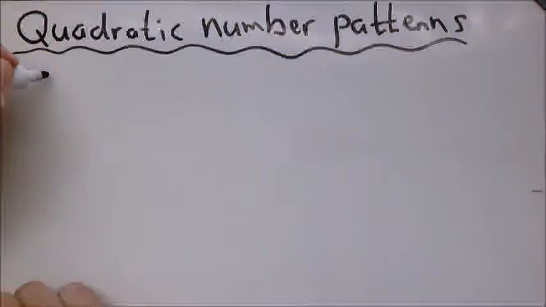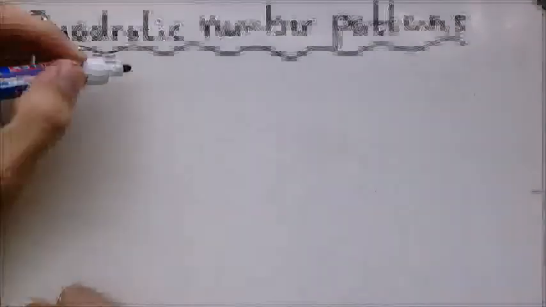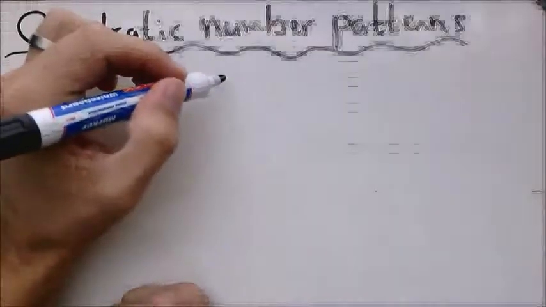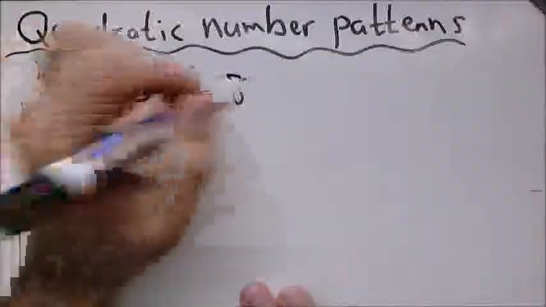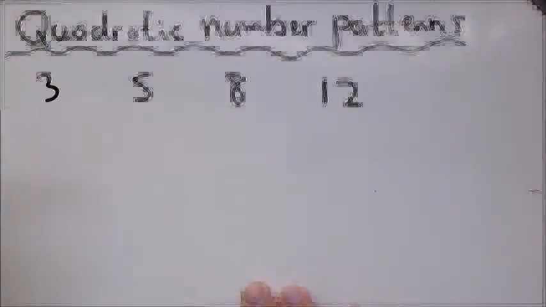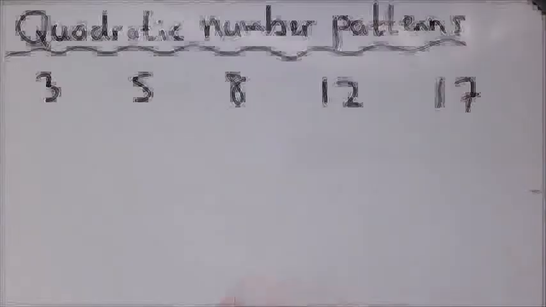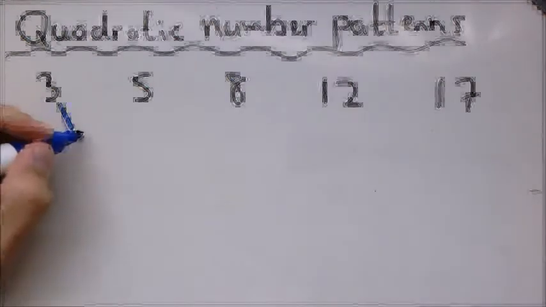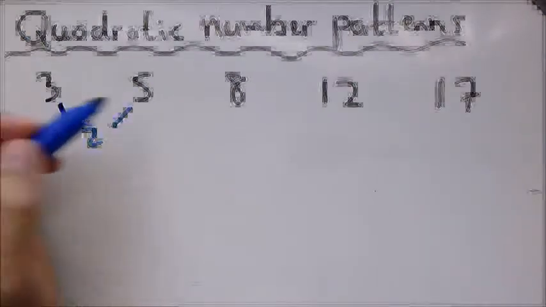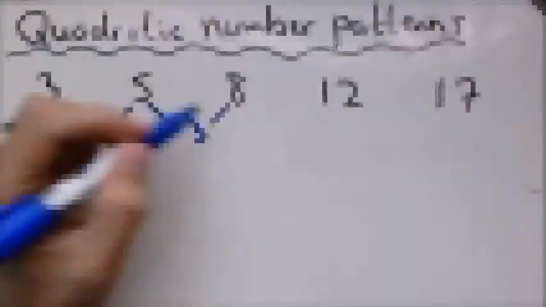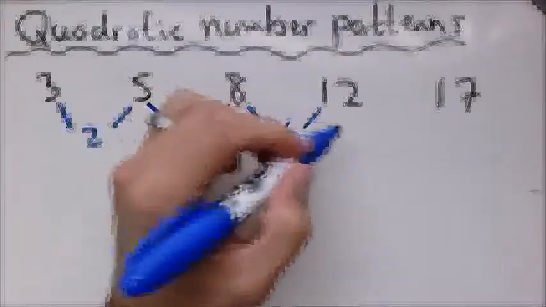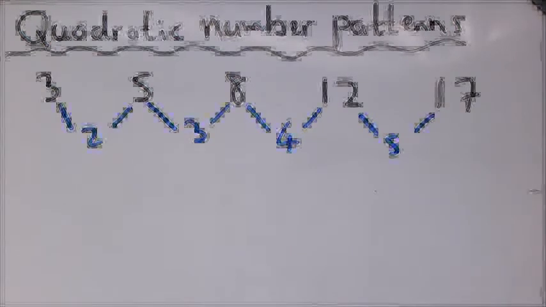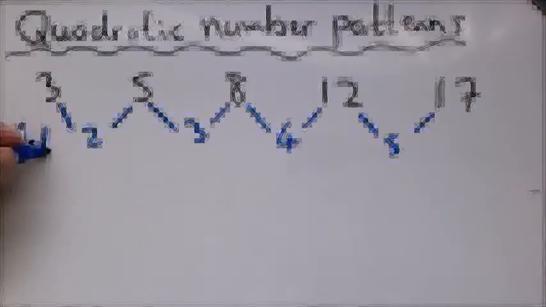Let's say 3, 5, 8, 12, 17. Let's look at that. So our first difference will be 2 between those two terms. Over here it was 3, over here it was 4, over there it was 5. So these are the first differences.